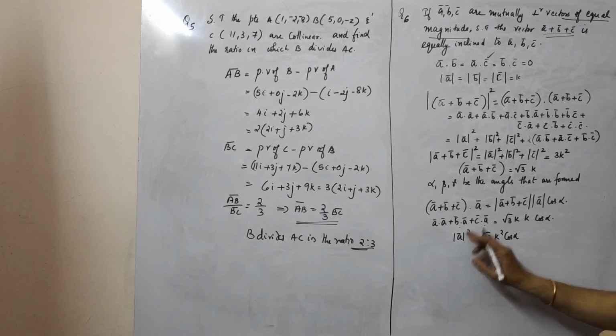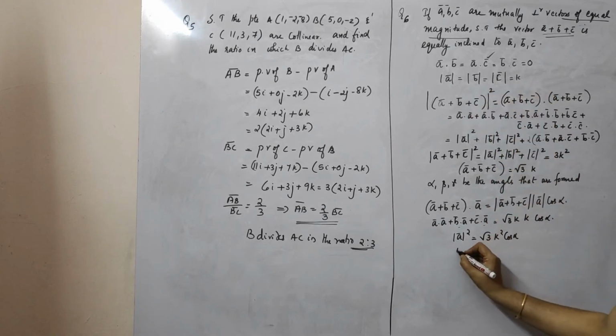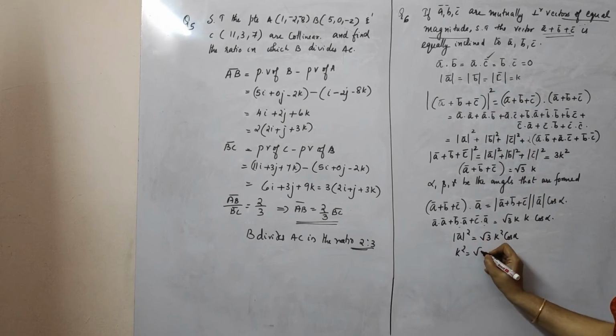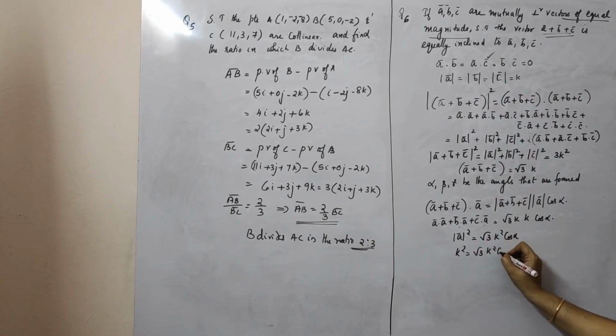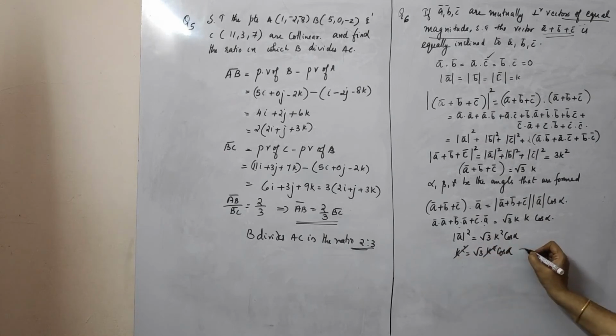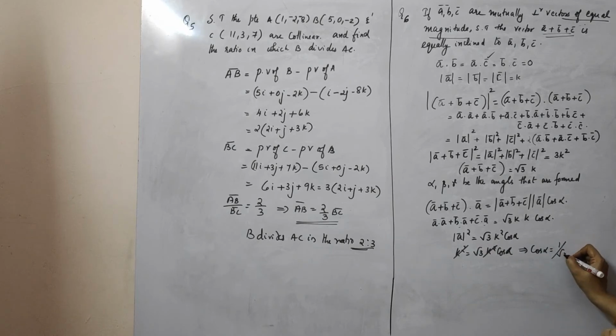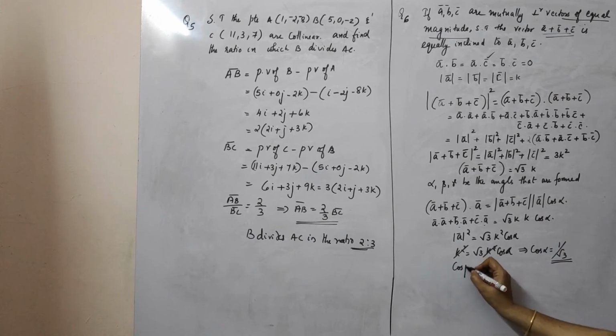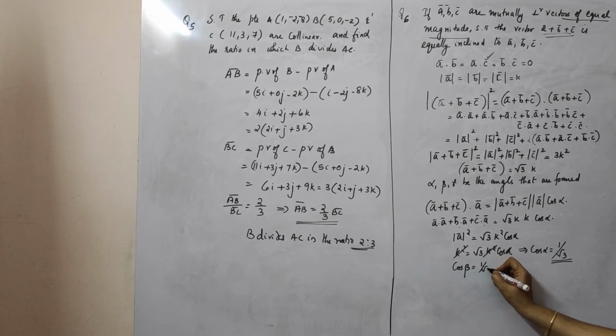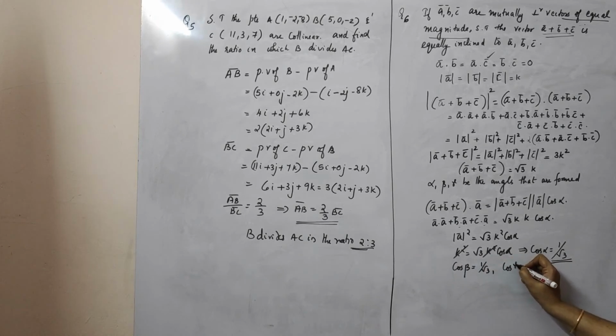Now, what is magnitude of A squared? Isn't it k squared? So, k squared is equal to root 3 k squared cos alpha. Now, here k squared and k squared cancel, which implies cos alpha is equal to 1 by root 3. Similarly, you can find what? Cos beta will also be equal to 1 by root 3, as well as cos gamma is also equal to 1 by root 3.